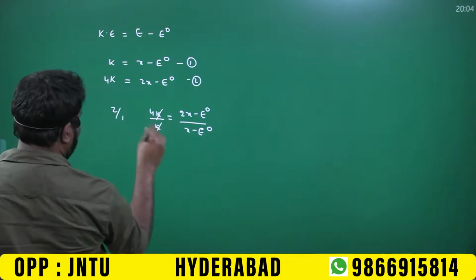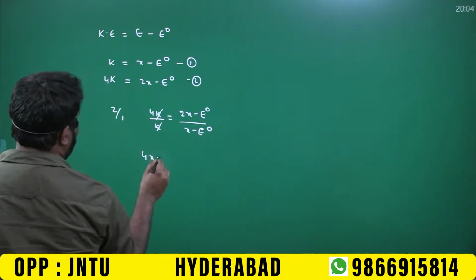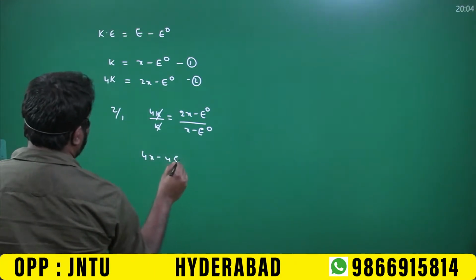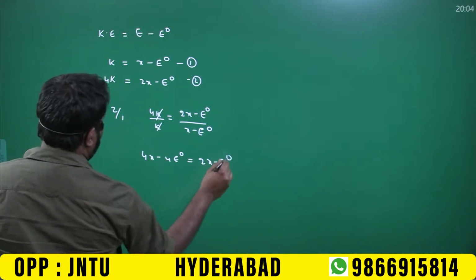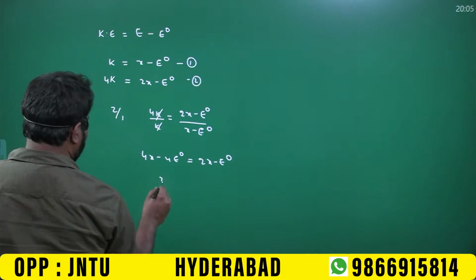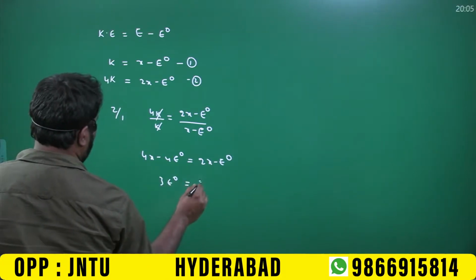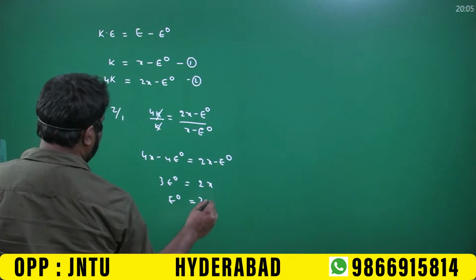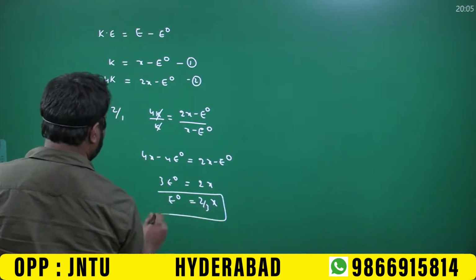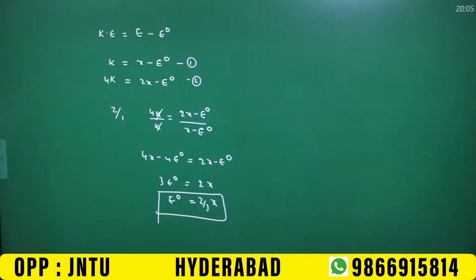K cancels, cross multiply. 4X minus 4 E naught equals 2X minus E naught. 4 minus 1, that is 3 E naught, equals 2X. Then E naught equals 2 by 3 X joules.